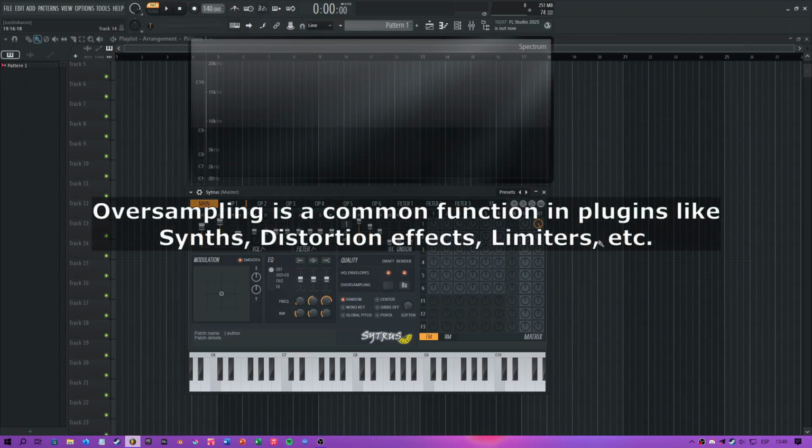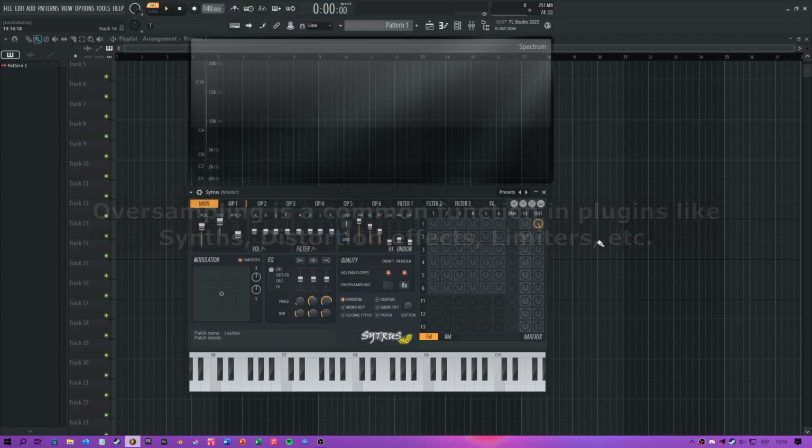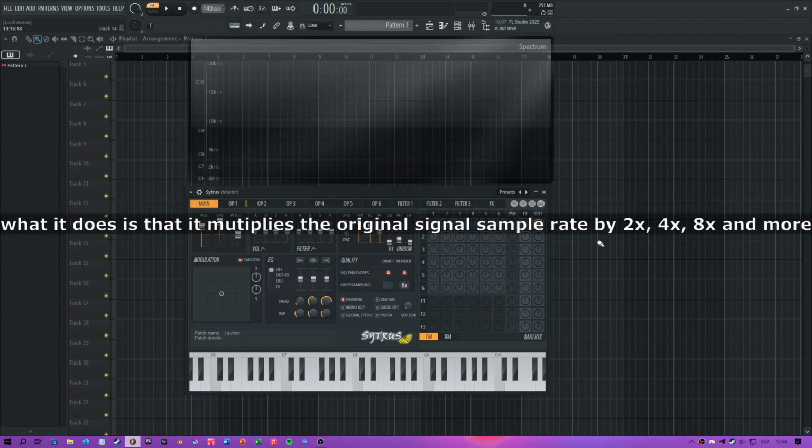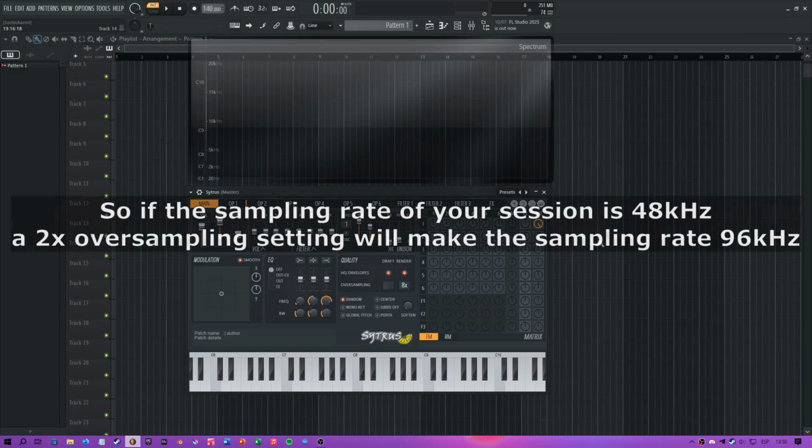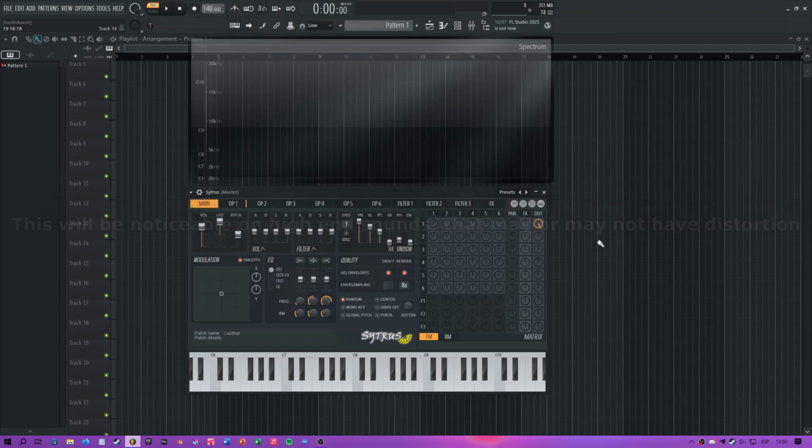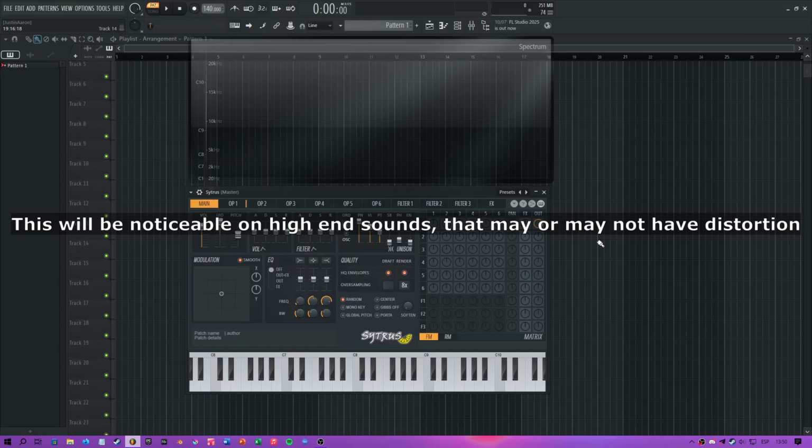Oversampling is a common function in plugins like synths, distortion effects, limiters, etc. What it does is multiply the original signal sample rate by 2x, 4x, 8x and more. So if the sampling rate of your session is 48 kHz, a 2x oversampling setting will make the sampling rate 96 kHz. This will be noticeable on high-end sounds that may or may not have distortion.